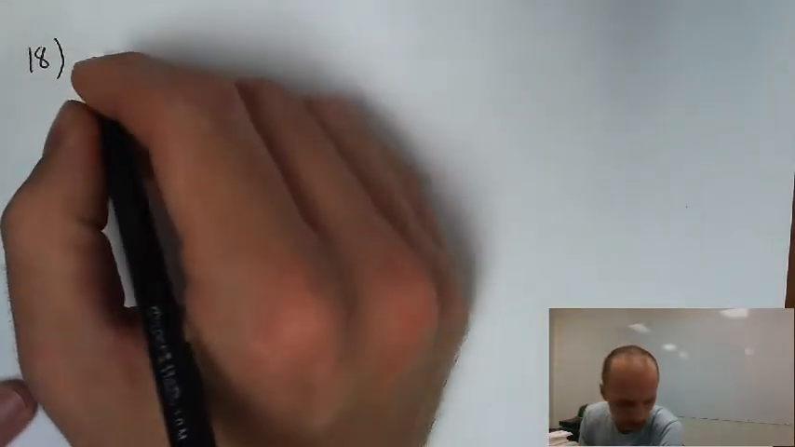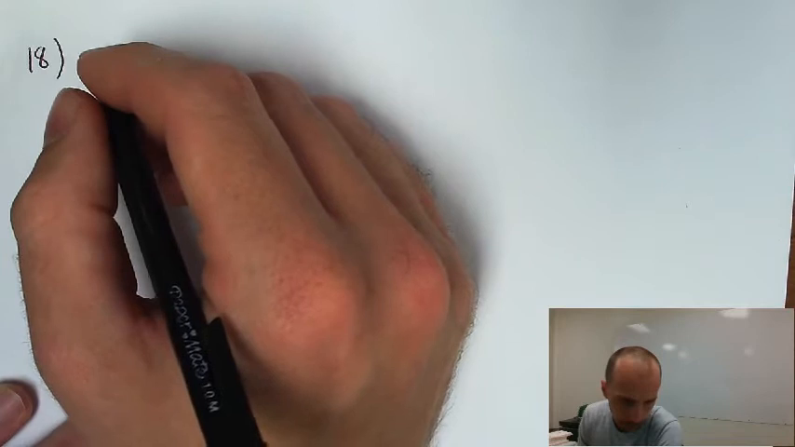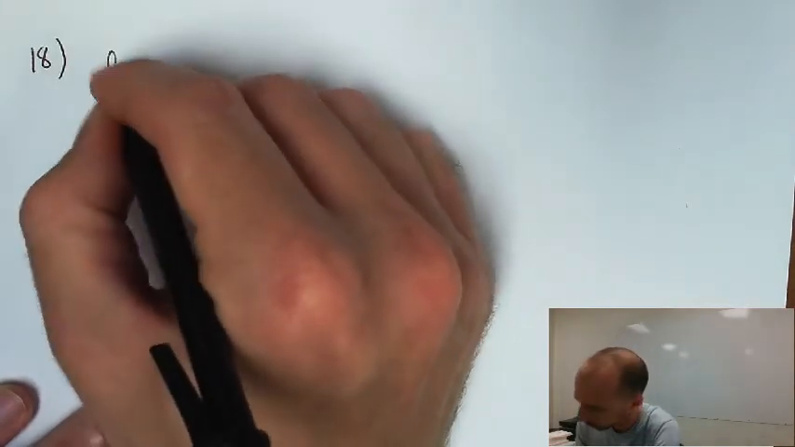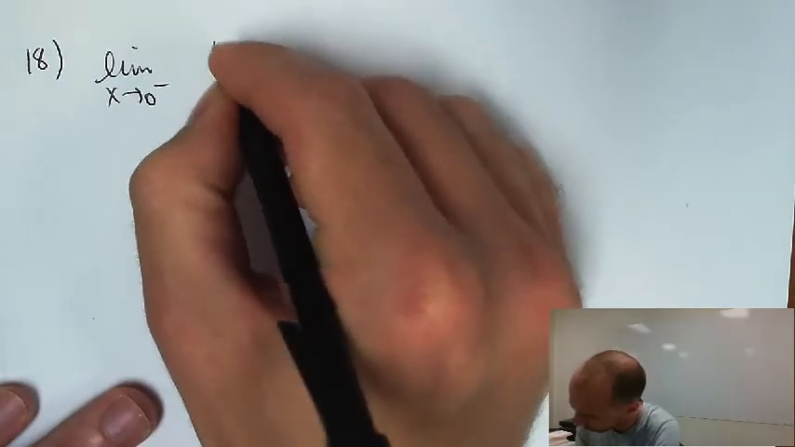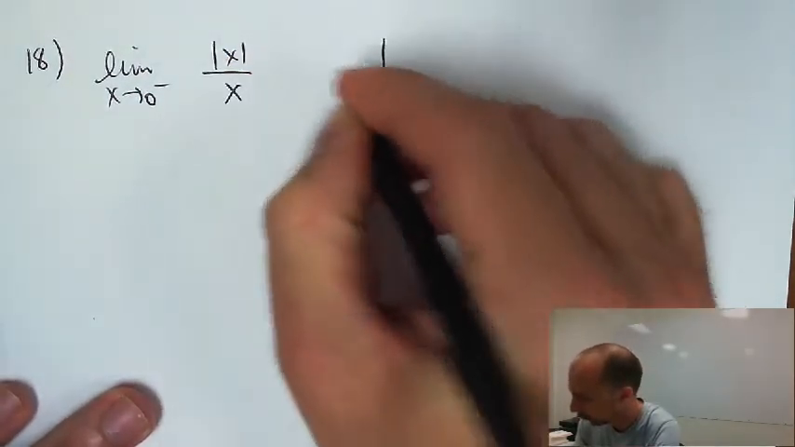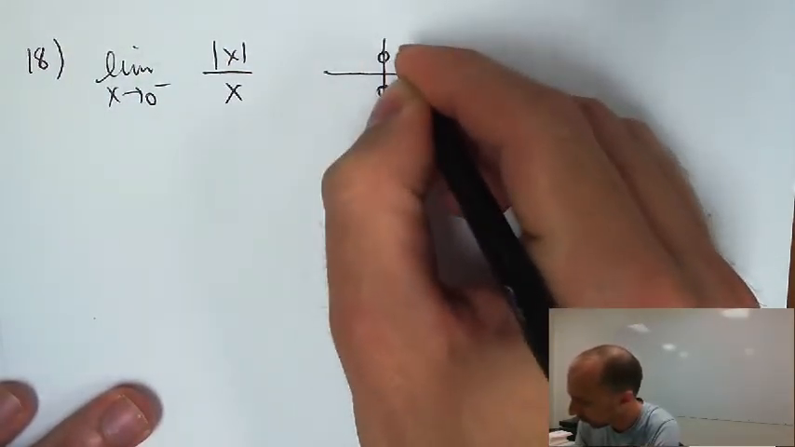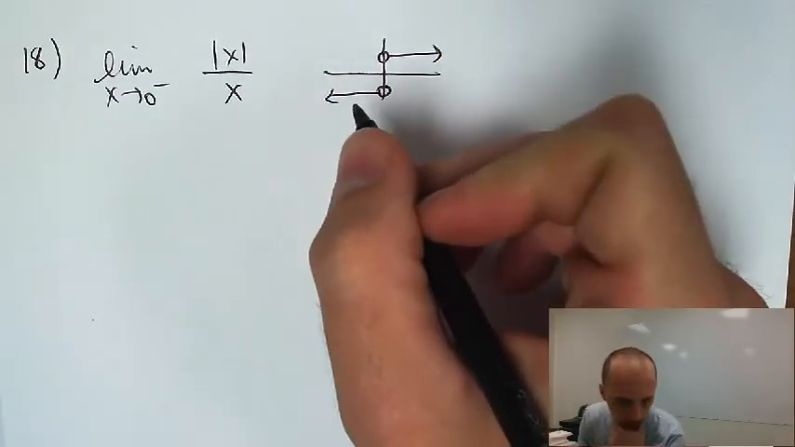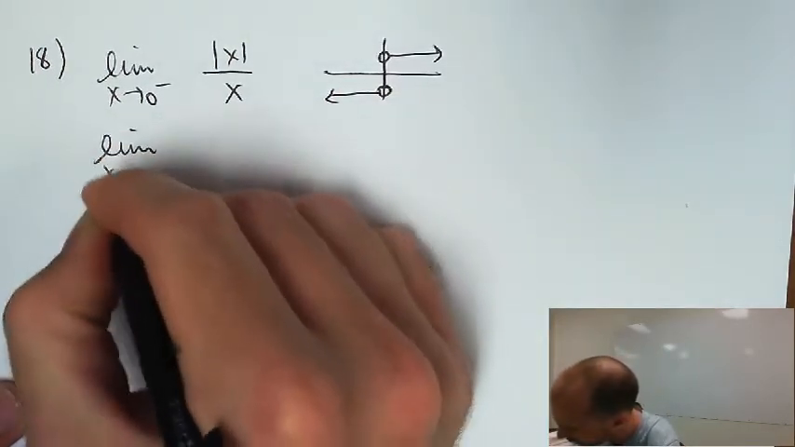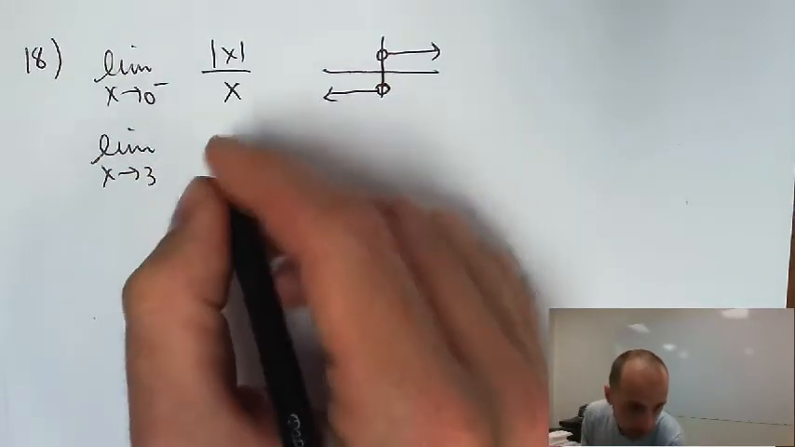All right. Next one. 18. Which of the following limits are equal to negative 1? Ooh. I asked about this one, but okay. Yes, the graph of this looks like that. Okay, so that is, yes, true.